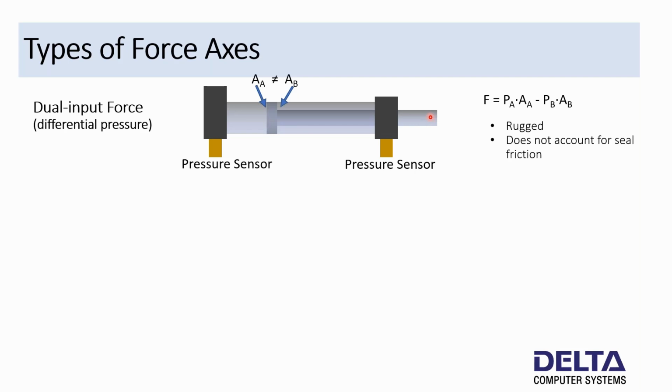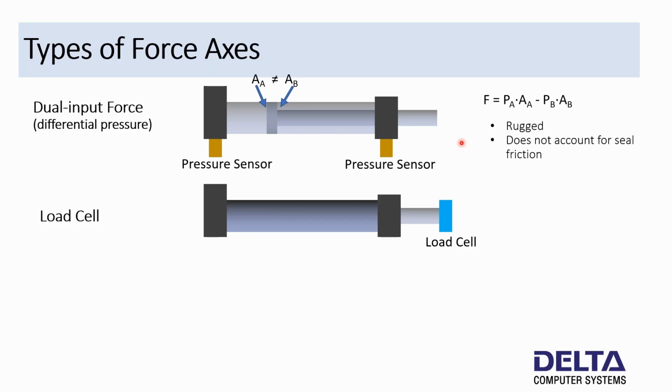However, that does not account for seal friction, so we're not getting extremely accurate force. However, this solution is very rugged because the pressure sensors are back on the cylinder, they're away from the moving rod and load, and the wiring is very easy. It works very well in a lot of difficult situations.